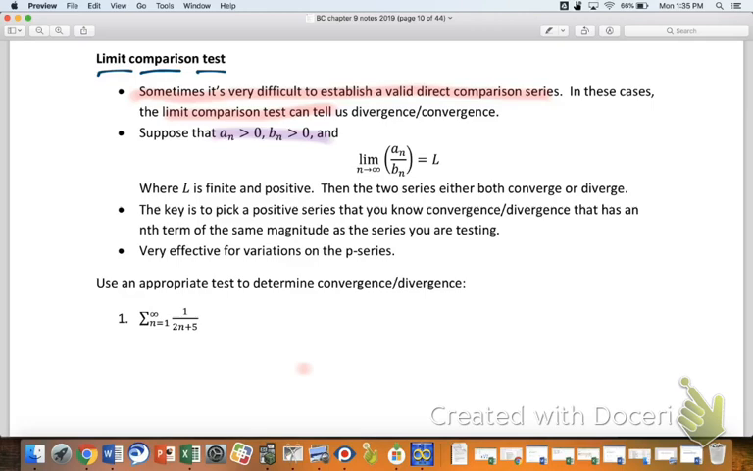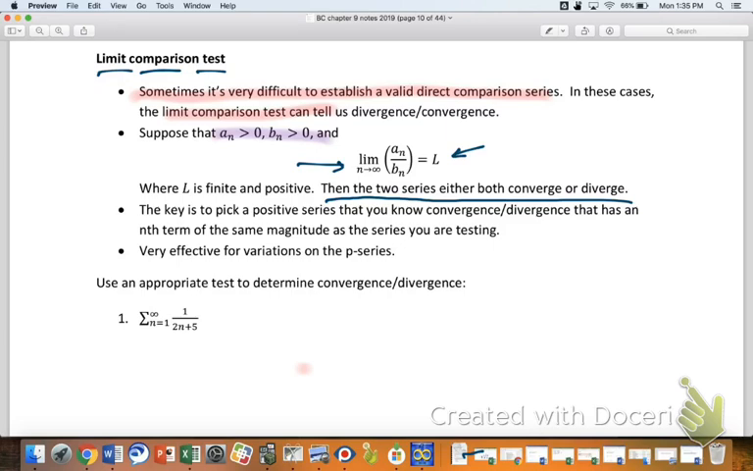If that's the case, and I take the limit as n approaches infinity of one series over the other, and the order doesn't really matter on the division, you can put a over b or b over a, it really doesn't matter. If you get a number that is finite and positive, so in other words, it's not infinity, it's not 0, and it's not negative, then both series will do the same thing as far as convergence or divergence.